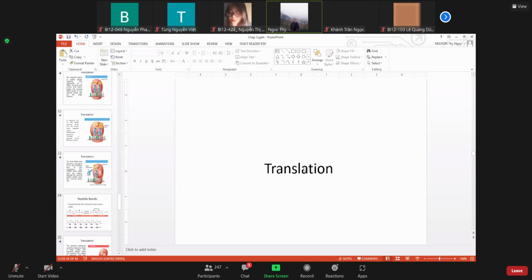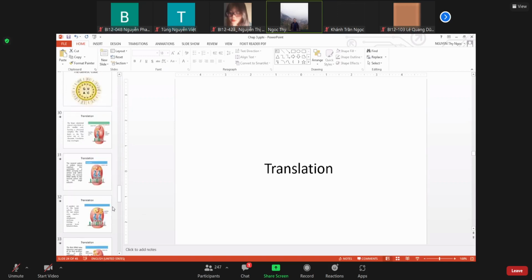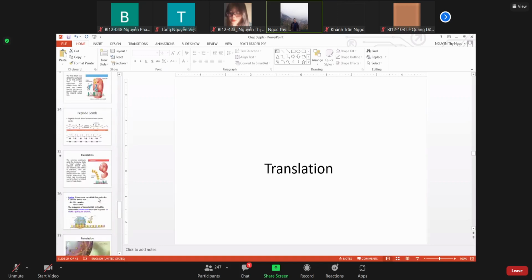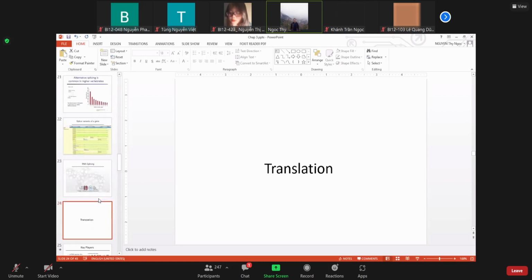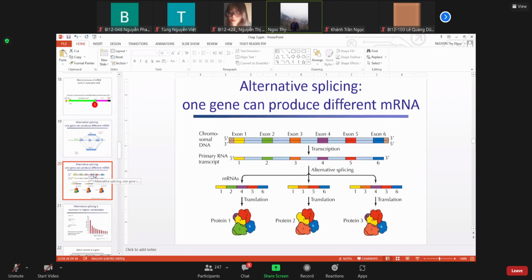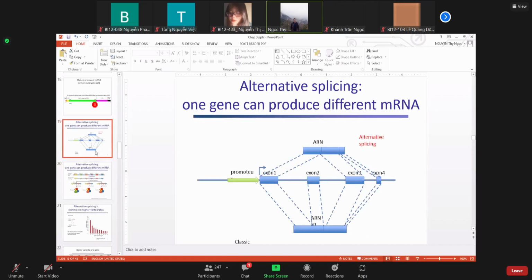Okay. So the question is related to the transcription process. How does the cell decide on which mechanism it decides which exon to skip? So this is a very interesting question. Nowadays, scientists are still working on that, and they have provided several different mechanisms.